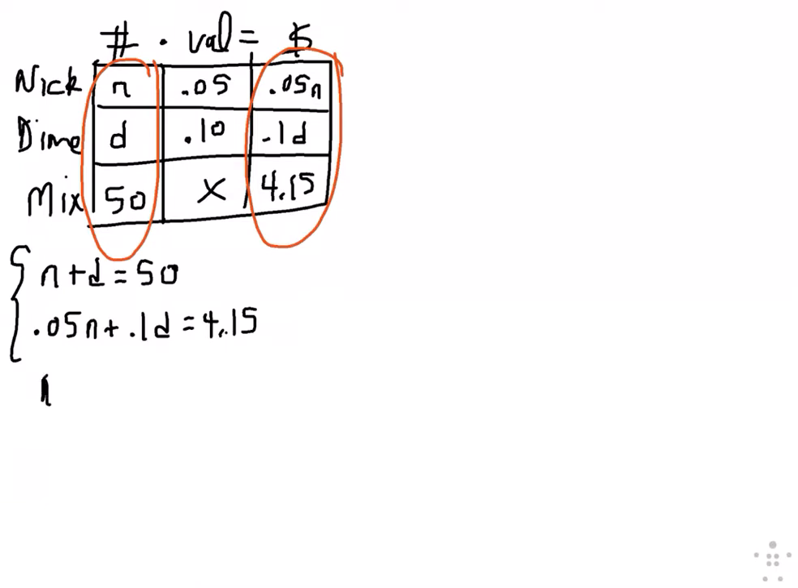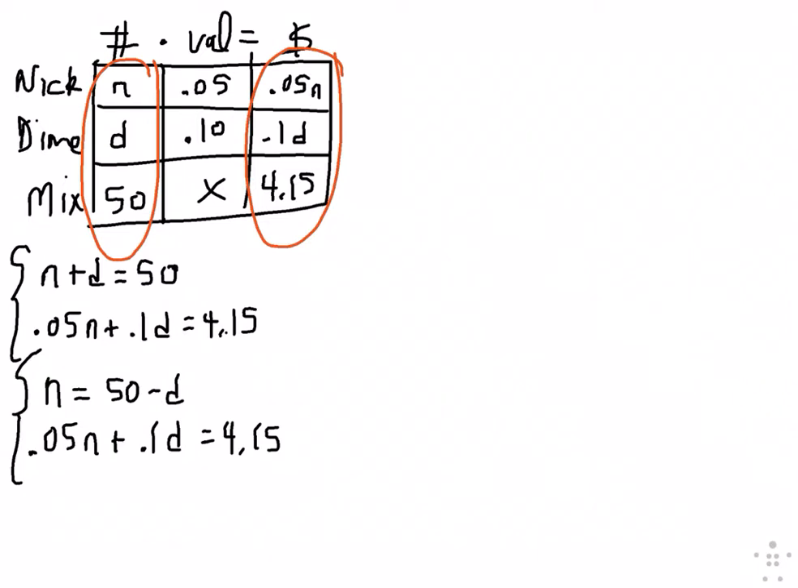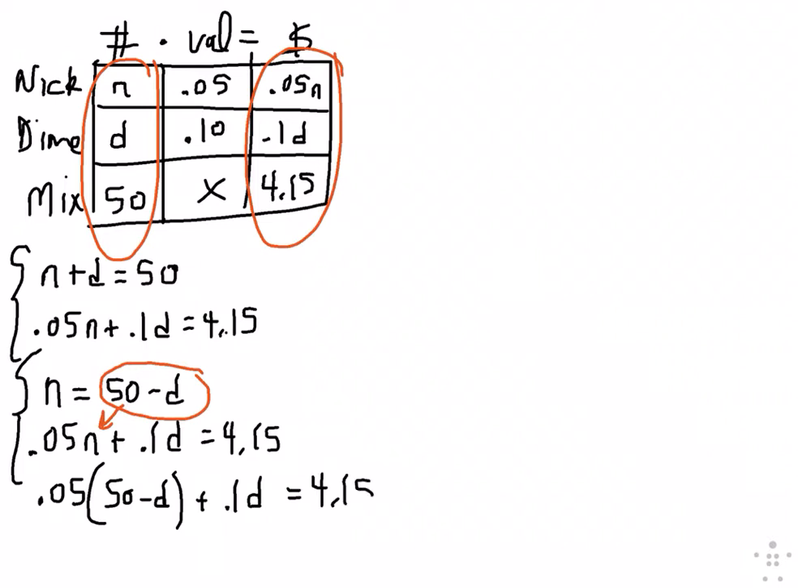So I'm going to solve the top one for nickels, right? Oh, let me write that neater. So the top equation would be N equals 50 minus D, right? And the bottom equation stays the same: 0.05N plus 0.1D equals 4.15. So now we could use substitution, right? I'm going to take this 50 minus D, and I'm going to substitute it in for N. So that gives us 0.05 times N, which is 50 minus D, plus 0.1D equals 4.15.